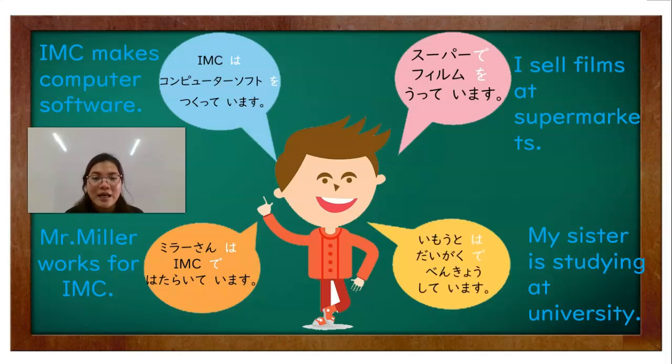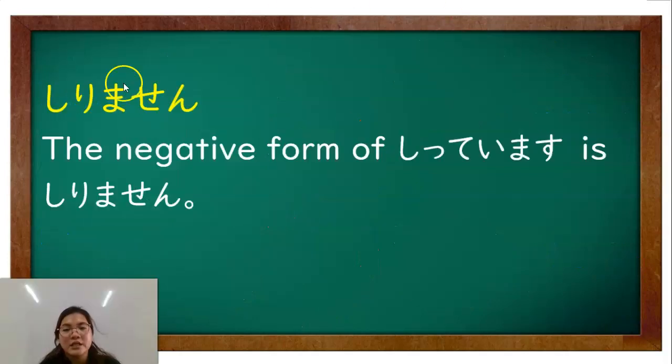Okay? So that is how you are going to use verb te imasu when you are saying that it is a habitual thing, or for example that you do it every day. Okay? So you can use it also for your hobbies if you do it every day, just like reading books or watching movies. Okay? Next is shirimasen.